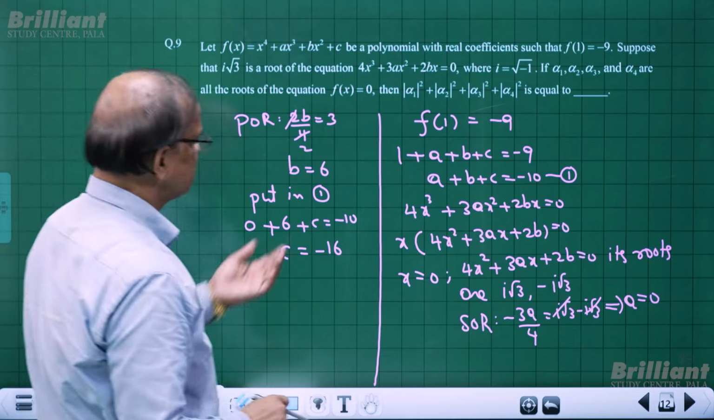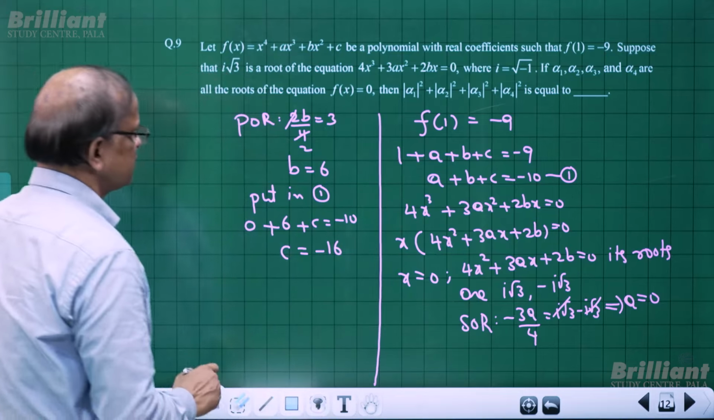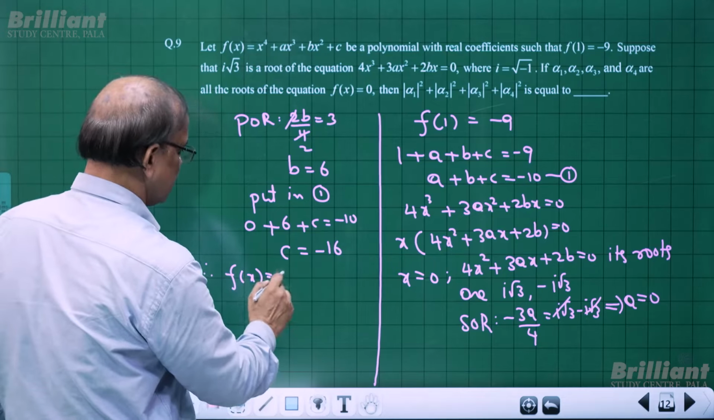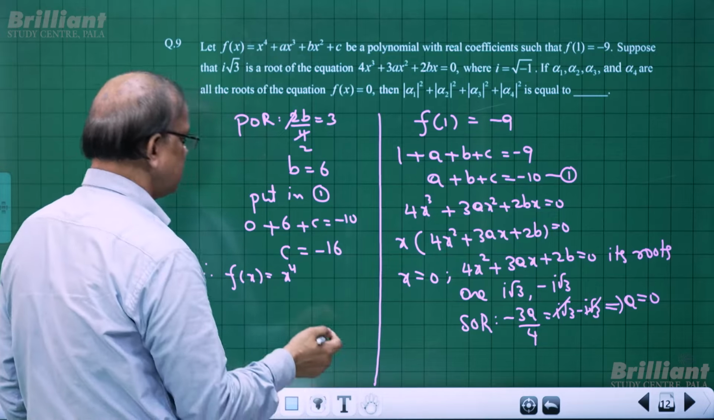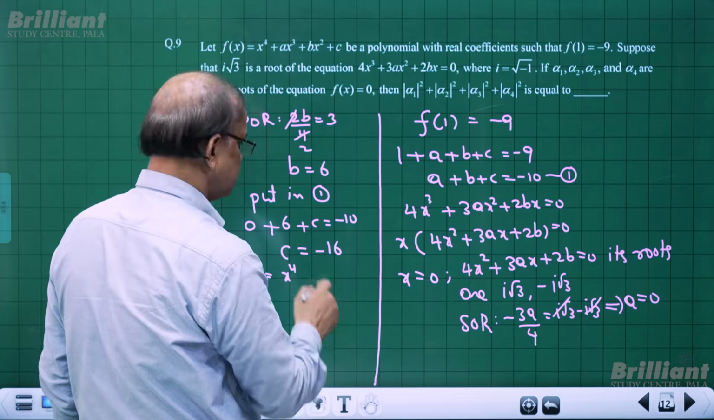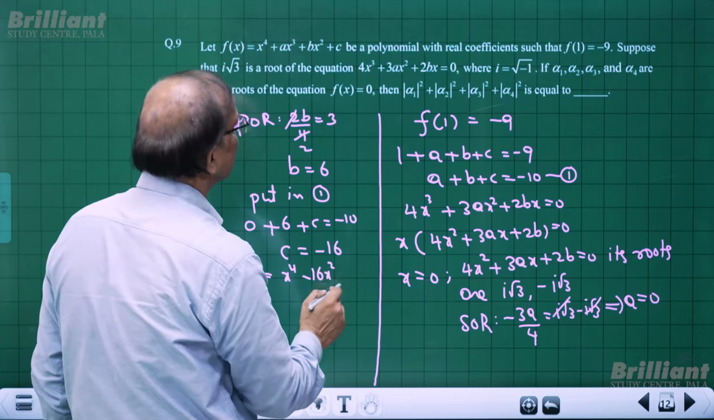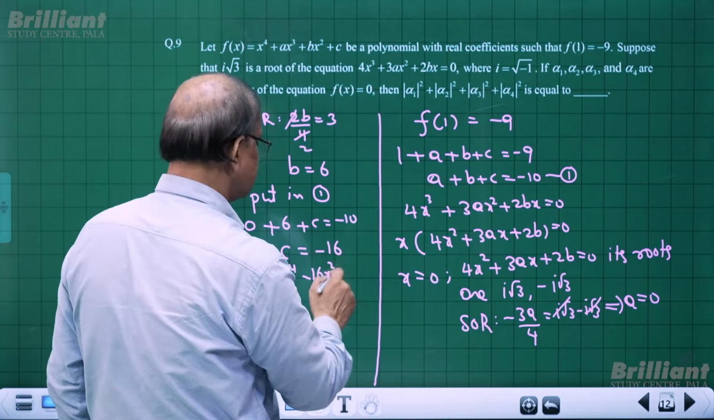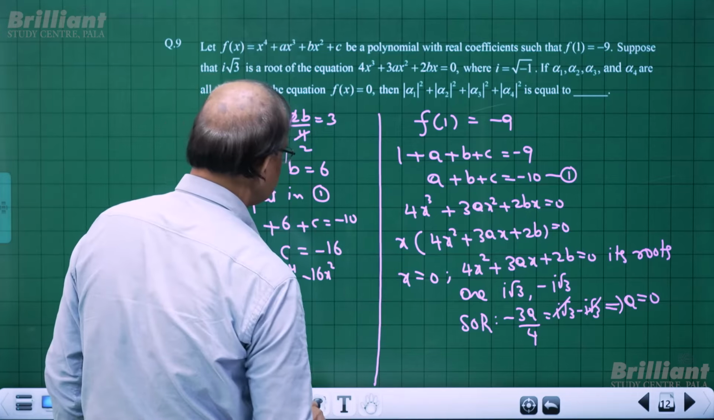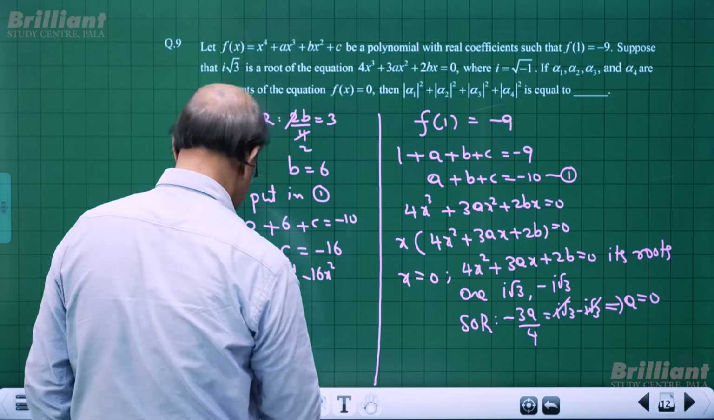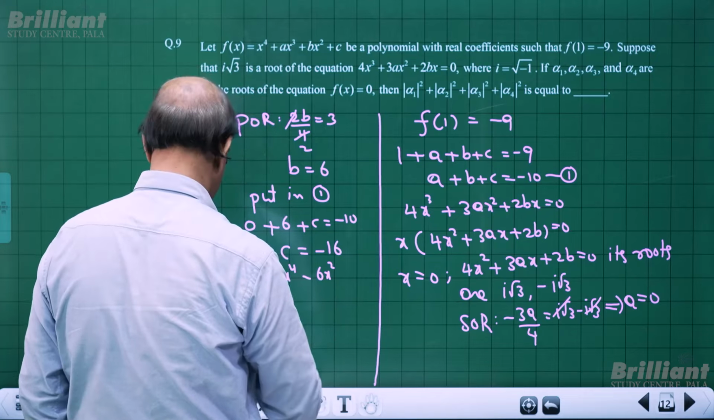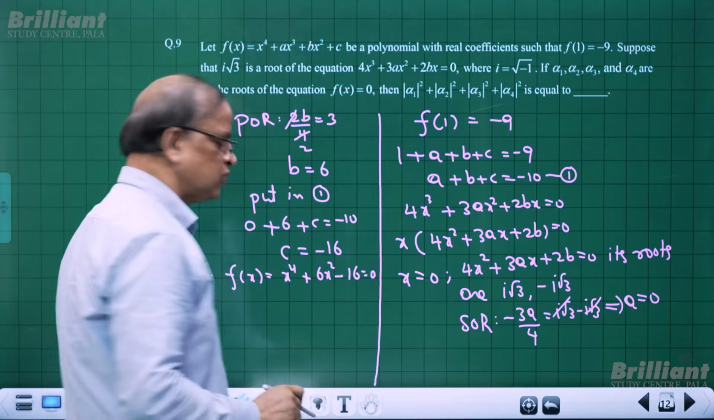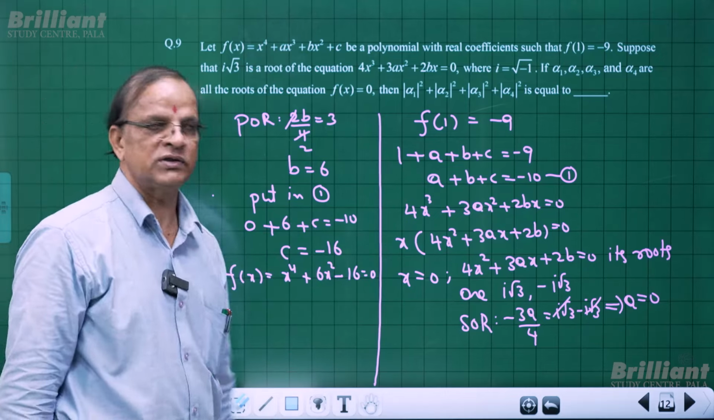Now, we have f(x), the roots of this f(x). Therefore, f(x) is x power 4, a is 0, b is 6, so plus 6x square, and c is minus 16, equal to 0. So, it has 4 roots, alpha 1, alpha 2, alpha 3, alpha 4, and then we want this.